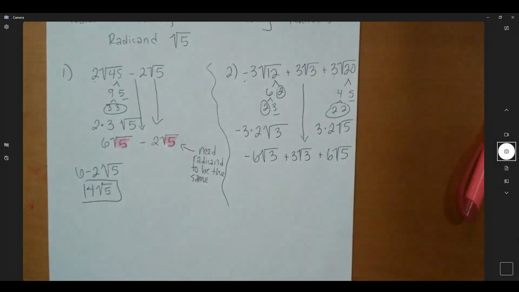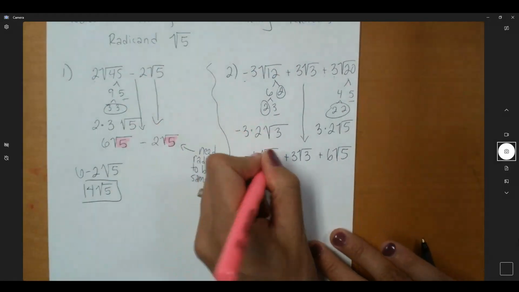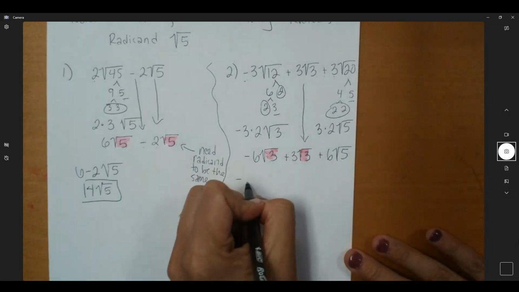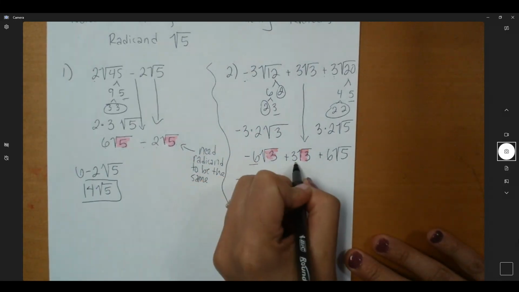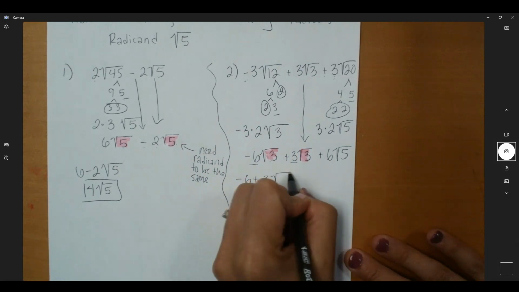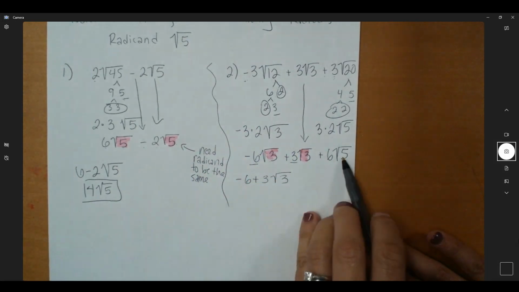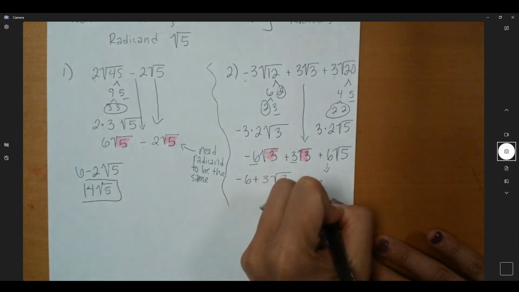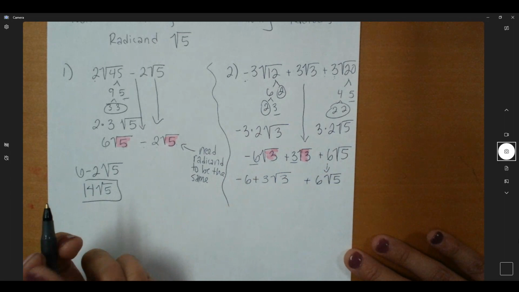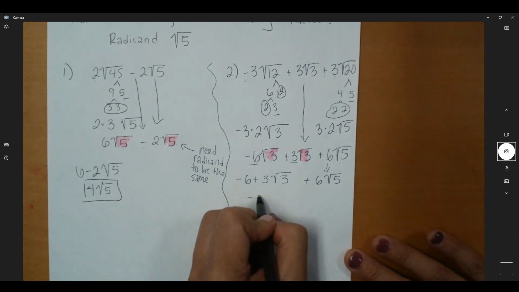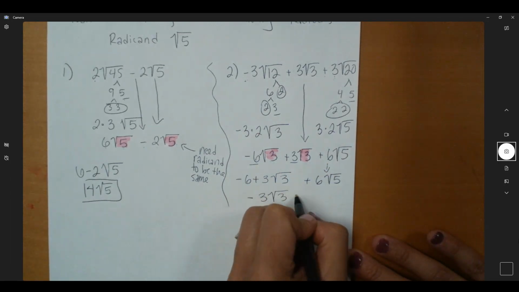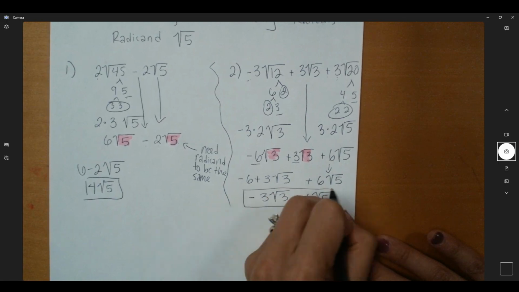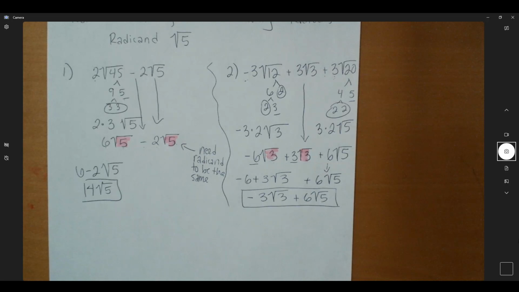So we can only add things that have the same radicand. So this 3 and this 3 are good to go. So we can go negative 6 right here plus the 3, and then square root 3 stays the same. We can't do anything to this, so it just comes down. So plus 6 square root 5. We can't add it or subtract it to anything. So this is going to be negative 3 square root 3 plus 6 square root 5. And that would be our answer in simplest form.